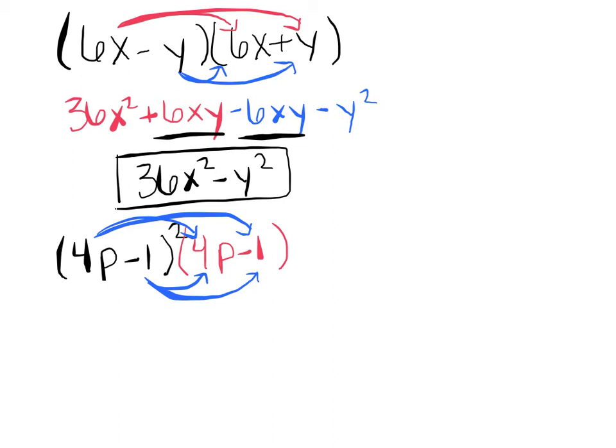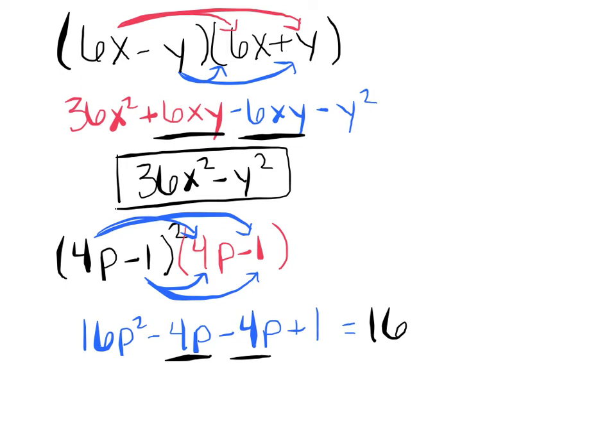4p times 4p is 16p squared. 4p times negative 1 is negative 4p. Negative 1 times 4p is negative 4p. And negative 1 times negative 1 is positive 1. Now, don't be fooled in this one. If you look at those middle terms, they're not opposites. They actually get combined. Negative 4 and negative 4 is negative 8. So our final answer is 16p squared minus 8p plus 1.